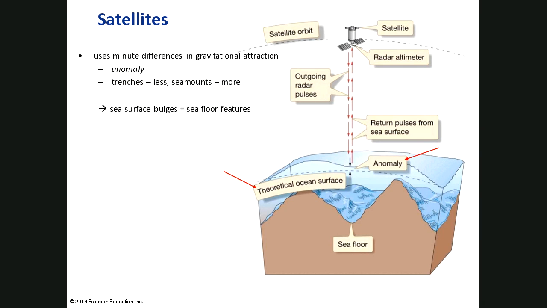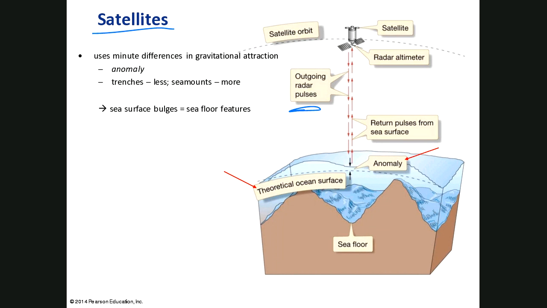Satellites can really help, though, because satellites can take big, wide expanses of the ocean, and they can use that to do depth. Now, a satellite can't ping a signal from space all the way down to the bottom of the ocean. That's not going to happen. Well, what they can do is ping a signal from space to the surface of the ocean, the water surface. See, the outgoing radar pulses hit the top of the water.